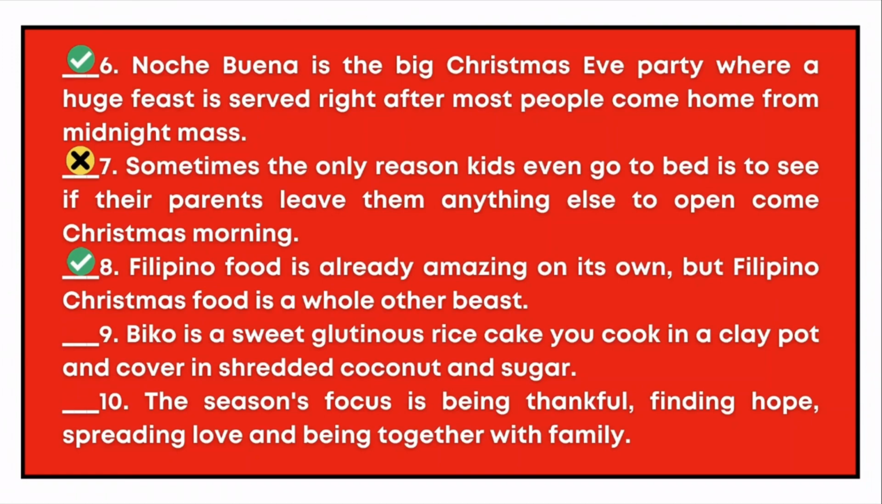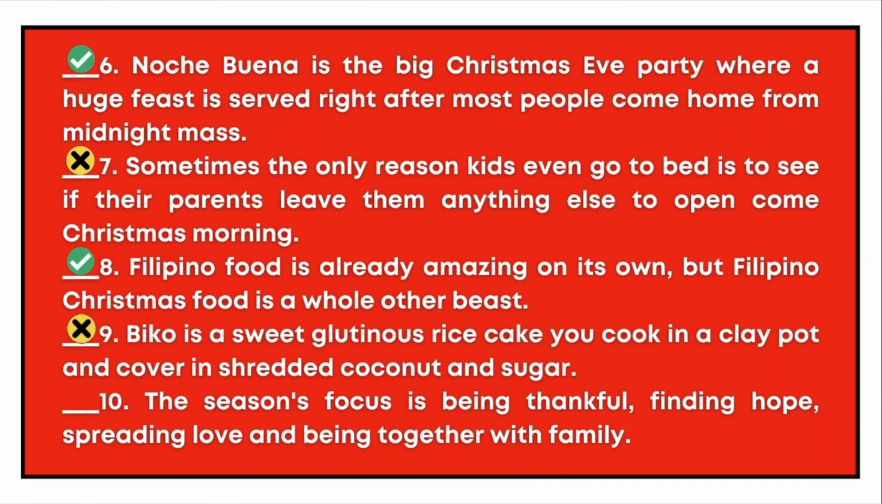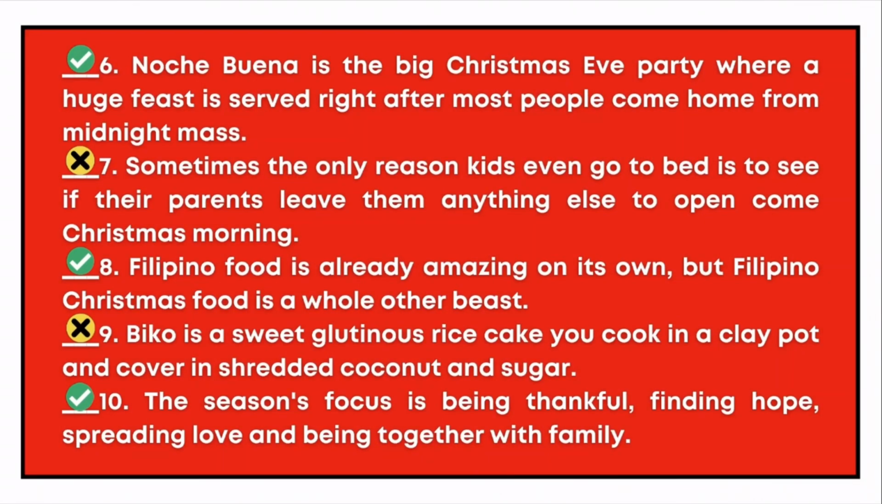For number 9, if you wrote a cross mark, then you are correct. Bibingka is the one being described in this item. Biko, on the other hand, is a huge and sticky brown sugar rice cake. For the last number, the answer is a check mark because it is true that Christmas is all about being thankful, finding hope, spreading love, and being together with family.